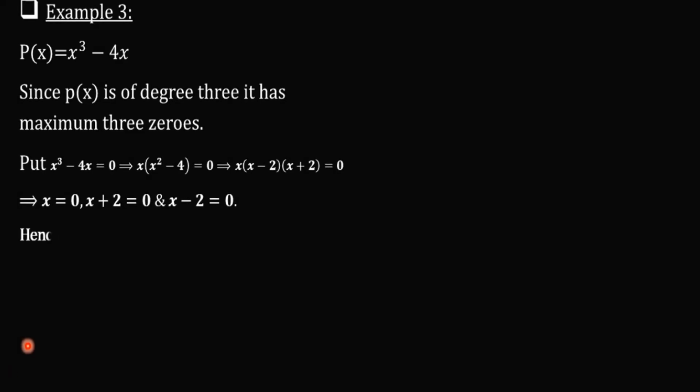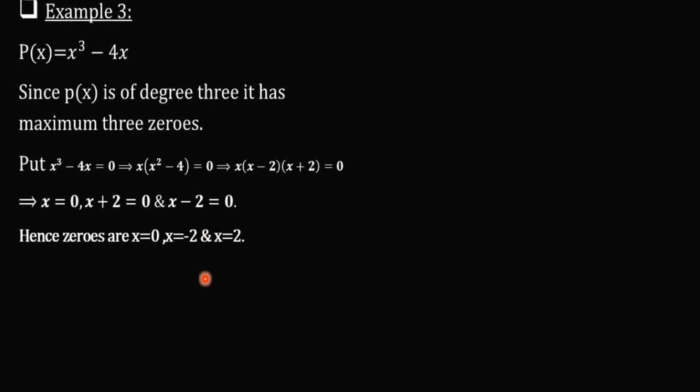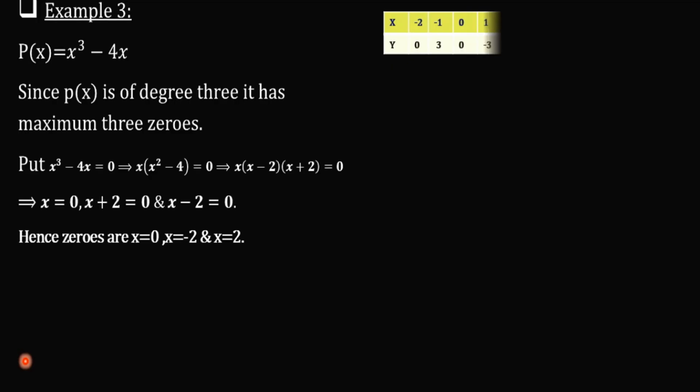Hence the zeros are x equal to 0, x equal to -2 and x equal to 2. So we have 3 zeros here, that is x equal to 0, x equal to -2 and x equal to 2. Next we have to plot the graph.